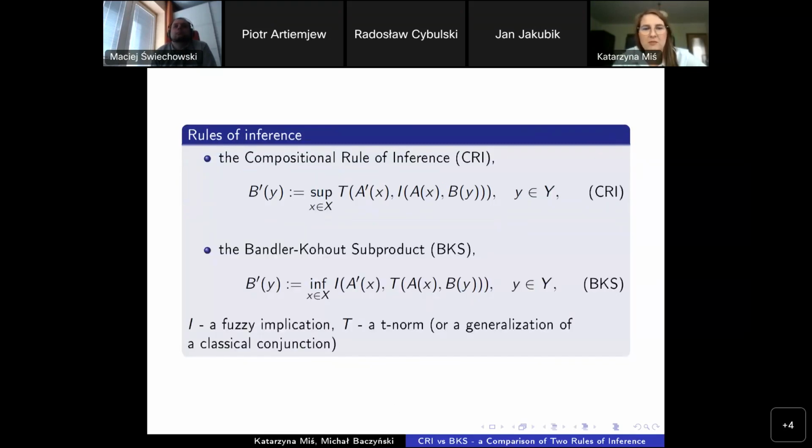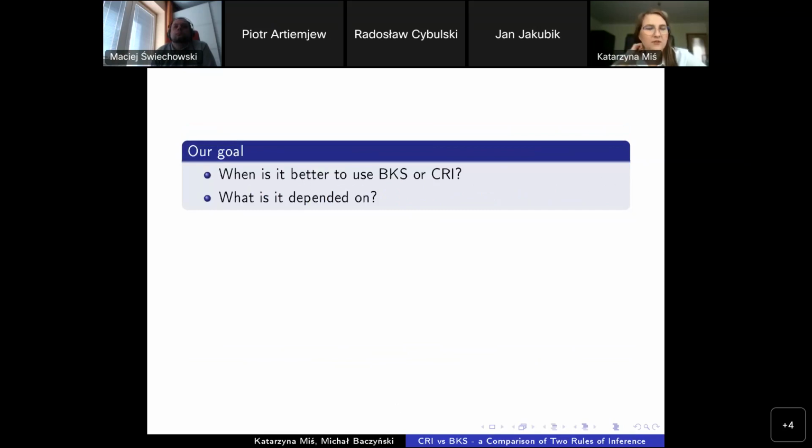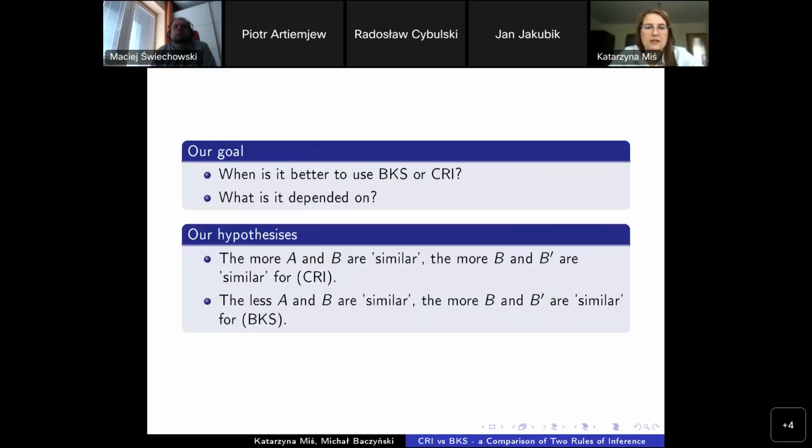Maybe not the next slide, because firstly, I would like to once again tell you what is the goal of our work. So we would like to answer the question when it is better to use Bandler-Kohout subproduct or composition rule of inference, and what this depends on.